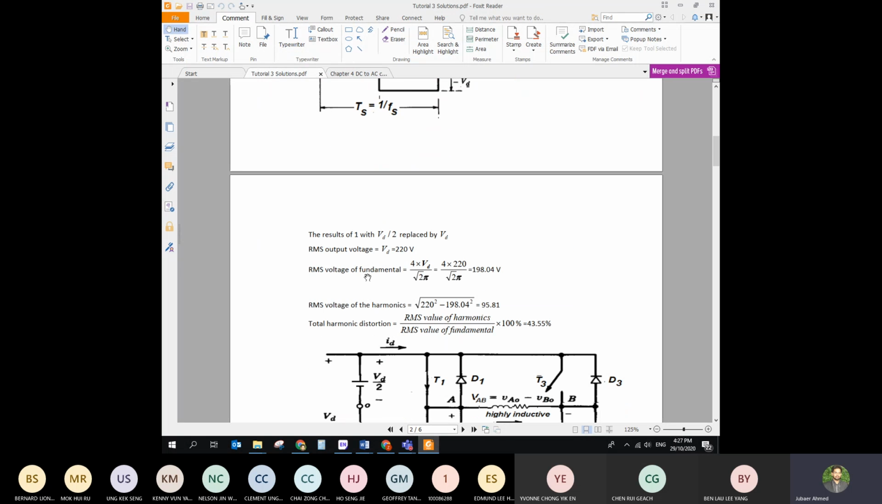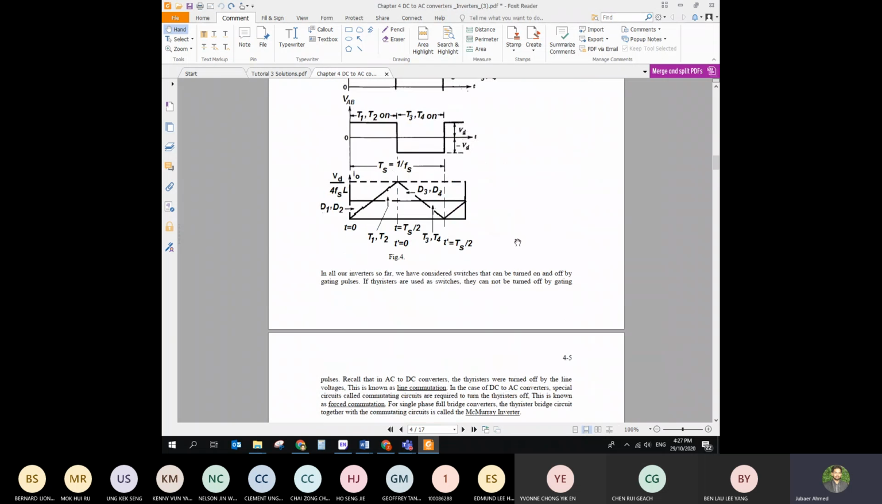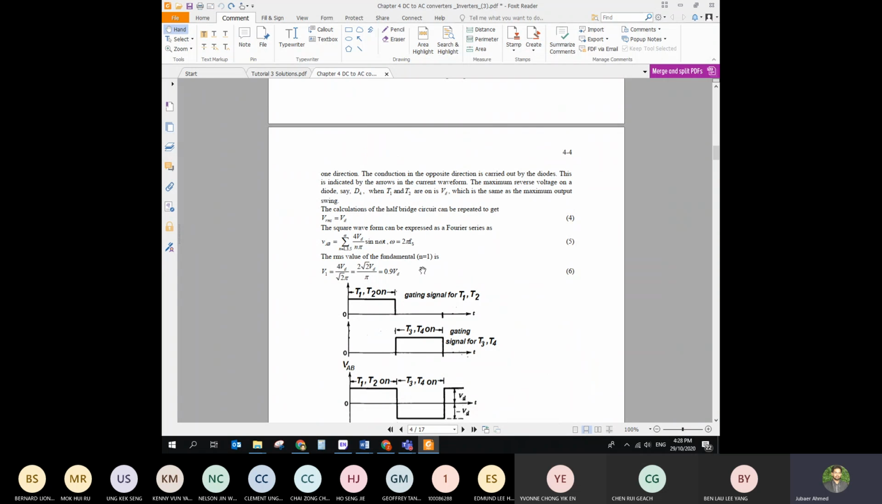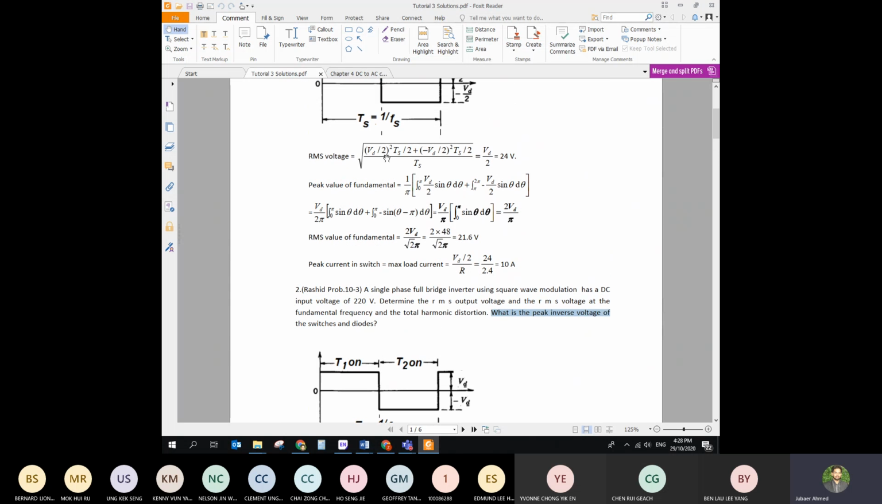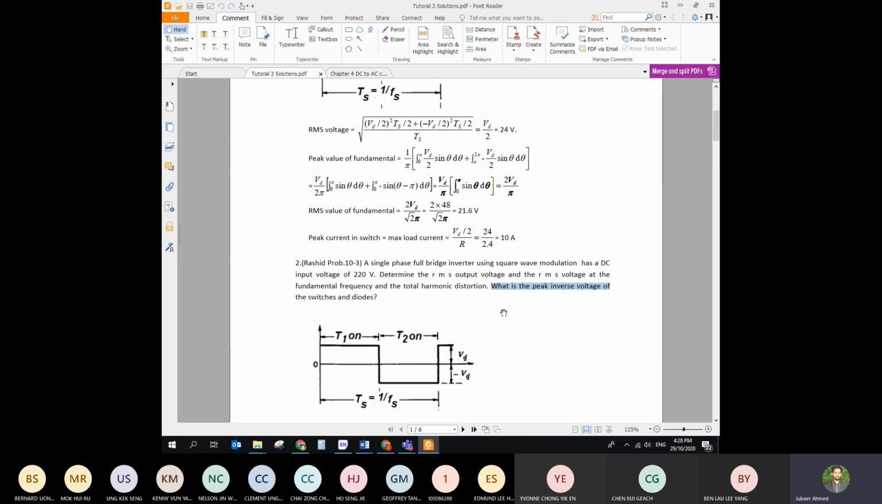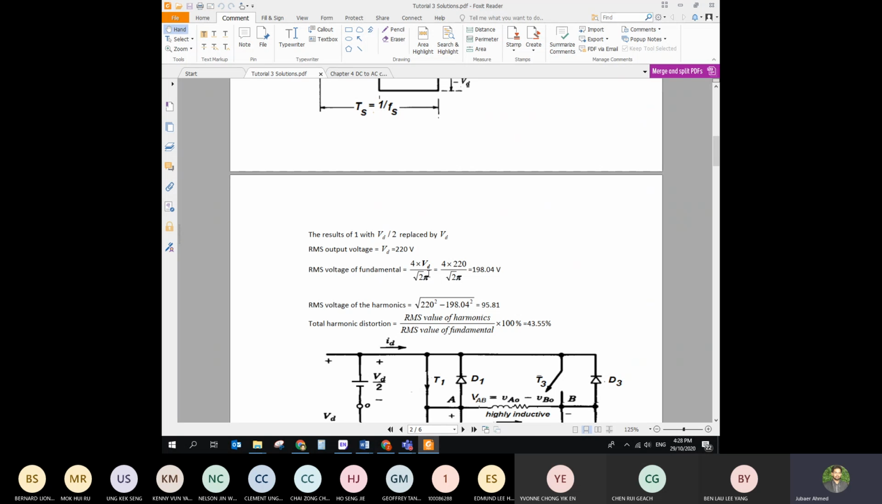Solution is very straightforward. So RMS value of the fundamental is given here. Okay, so this is the theory, but you can try it by yourself as well. So VD, just like the formula we did here, instead of VD by 2, it's going to be VD. That is the only difference in the formula. So if you apply that, finally RMS, you are going to come up with 4 VD over root 2 pi. Then you put the 220 volt, it will turn into 198. So RMS value of the fundamental is going to be 198 volt.